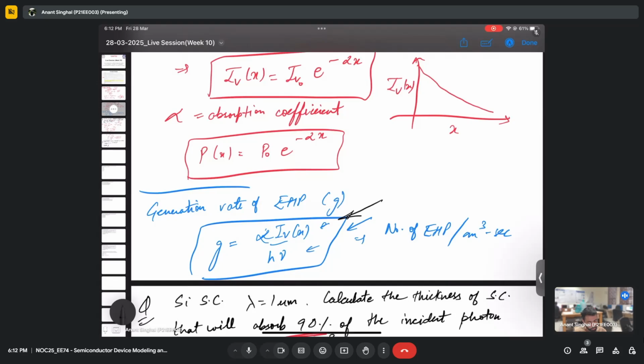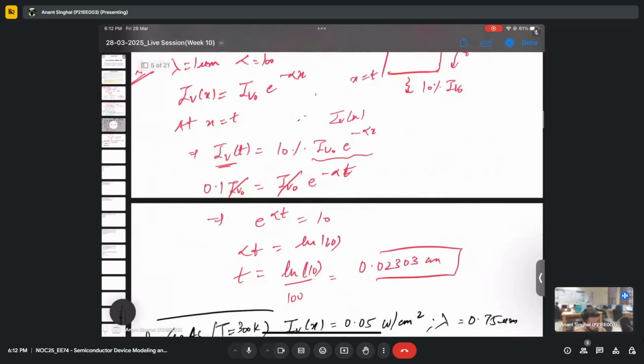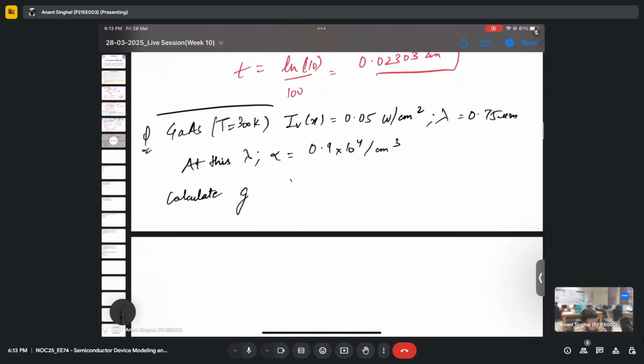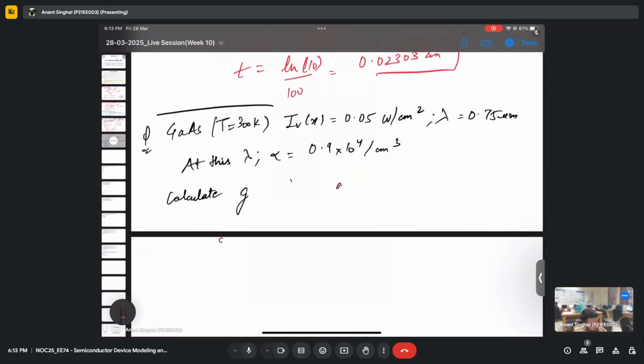So it is alpha times Iv divided by h nu. You can calculate h nu using the lambda value, then alpha Iv. Alpha is given and Iv is also given, I guess. So everything is given. You just need to put in the formula and calculate G. So G is nothing but alpha Iv by h nu. You can take 2 minutes and then I'll try to solve the problem by myself.